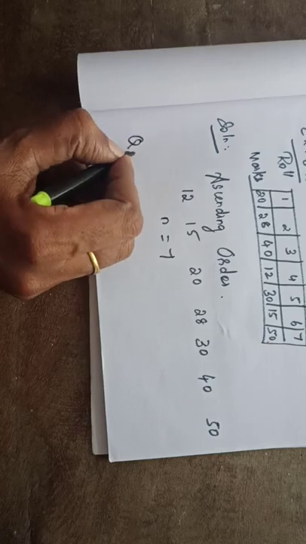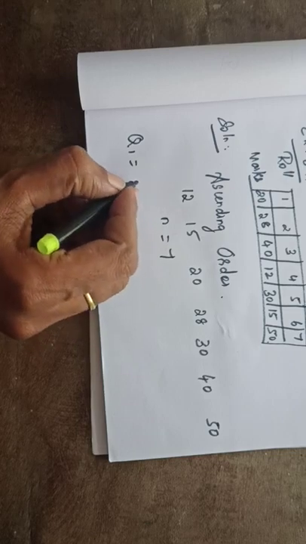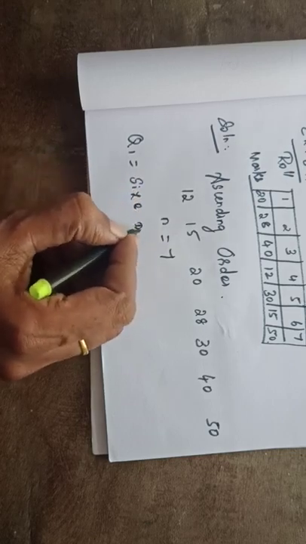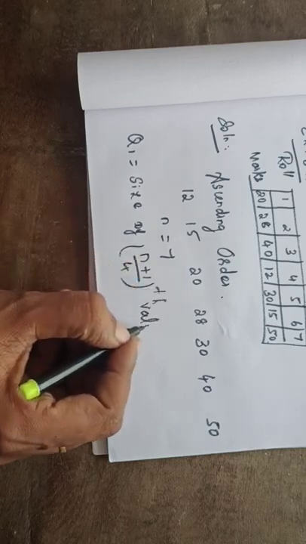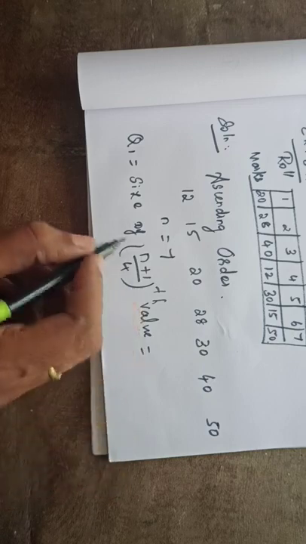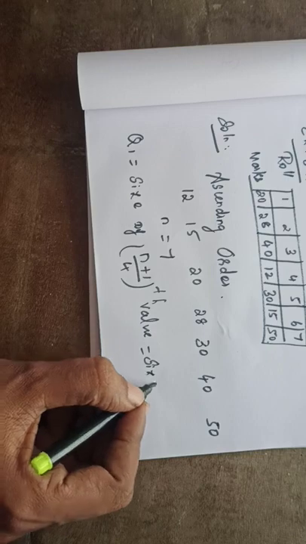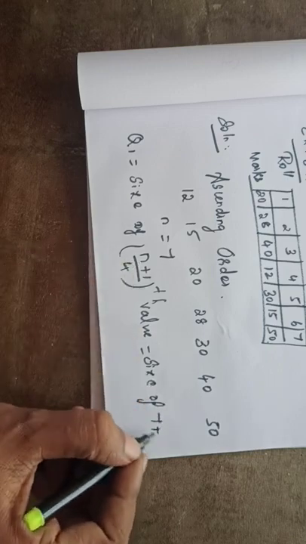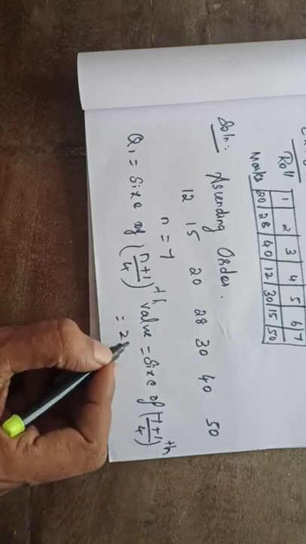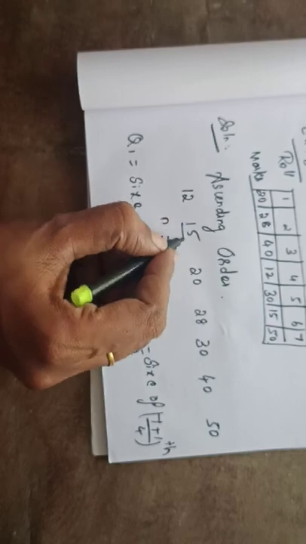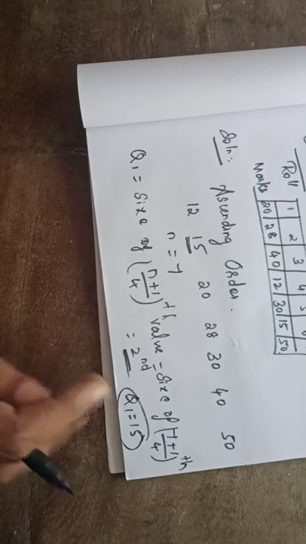Then how will we find Q1? The formula for Q1 and Q3 we need. First we need to find Q1. Q1 is the size of (n plus 1) by 4th value. That is equal to the size of (7 plus 1) by 4th value. 7 plus 1 means 8, 8 by 4 means the second value. What is the second value here? 15. So Q1 is 15. Got it? Understand?